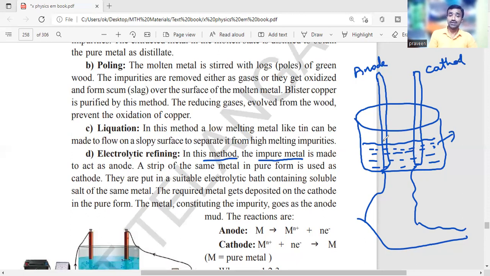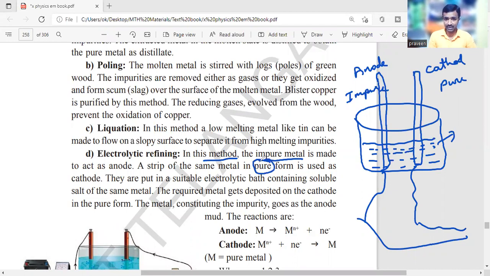Here the anode is a strip of the same kind of metal, and the cathode is also a strip of the same kind of metal, but one is pure metal and the other is impure metal. Remember, impure metal is the anode and pure metal is used as the cathode in this electrolysis process. Previously, we learned graphite rods are used as electrodes, but in this electrolytic refining process, we use only the related materials as electrodes. One is made of pure metal and the other of impure metal. So the anode is impure metal, the cathode is pure metal.